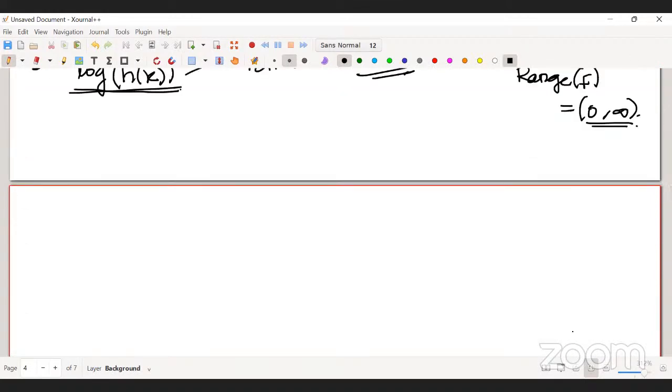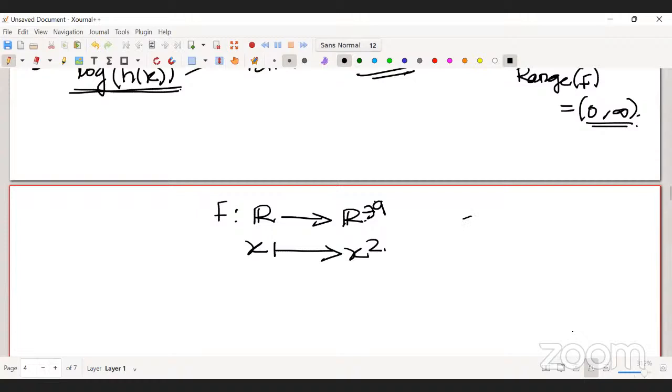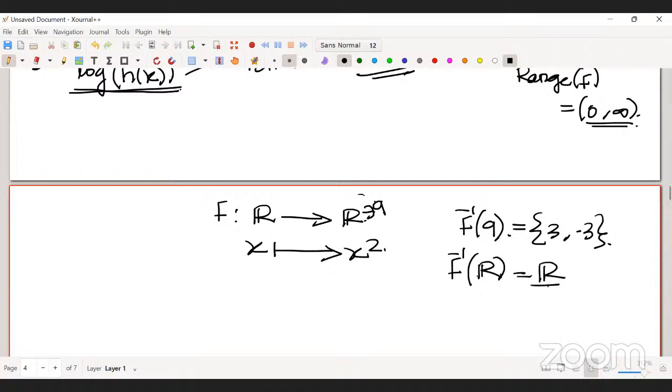If I'm defining a map from R to R, where x goes to x square, what is the pre-image of 9? 9 is basically 3 and minus 3. Yes. The pre-image of R is basically R. So if you take the pre-image of the whole codomain, then you will get the domain. But if you take the pre-image of only 9, then you are getting something different.